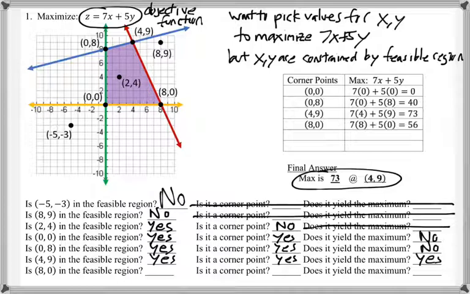So is 8, 0 in the feasible region? Yes. Is it a corner point? Yes. Does it yield the maximum? No, because if you plug in 8, 0, you get 56. And we know that the maximum is 73.